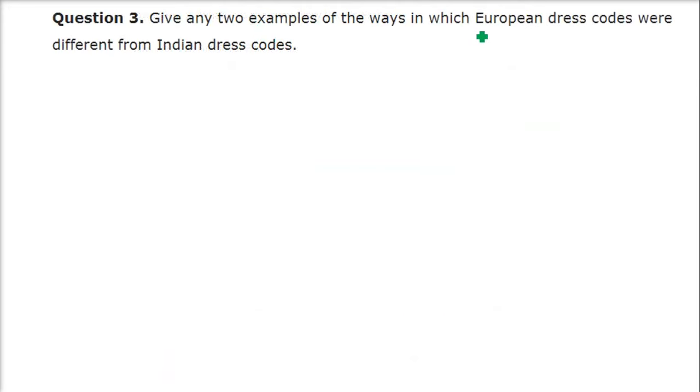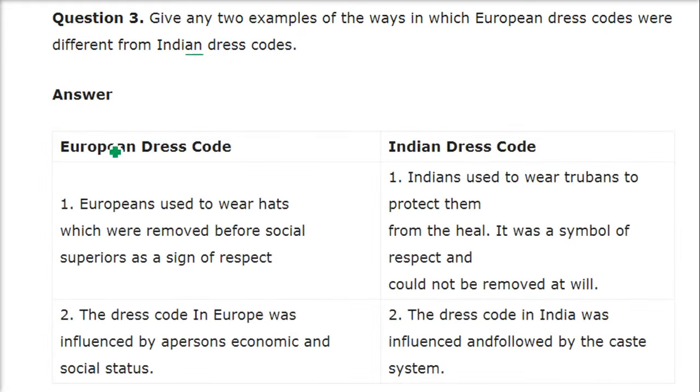Give two examples of the ways in which European dress codes were different from Indian dress codes. First, Europeans used to wear hats, which were supposed to be removed before social superiors as a sign of respect. But Indians wear turbans. Why? Because they wanted to protect themselves from the scorching heat. It was a symbol of respect, and this cannot be removed all the time. The dress code in Europe was influenced by economic and social status, but in India, the dress code was influenced by the caste and creed system.